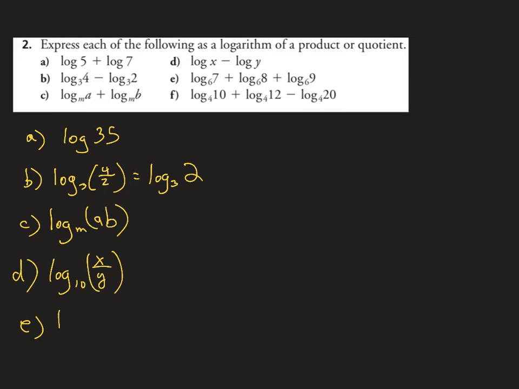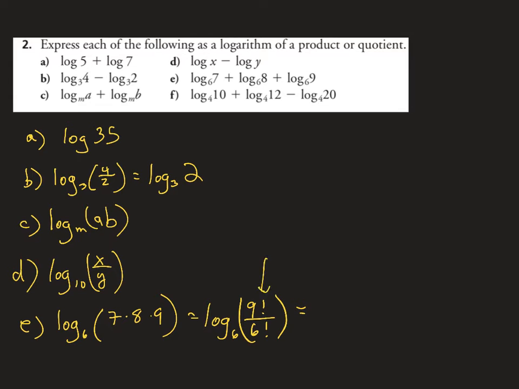Part E, log base 6 of 7 times 8 times 9, which is equal to the log base 6 of 9 factorial over 6 factorial. That's true, but I just did that as a joke. Anyone taking data management would know what that is. So you can just ignore this, guys. I was just kind of being silly. Log base 6 of, what's that, 56 times 9, so 560 minus 56, so 504.